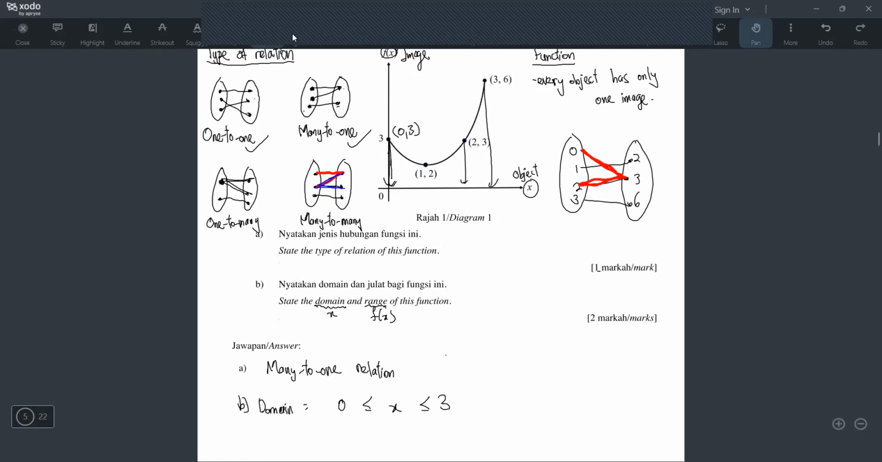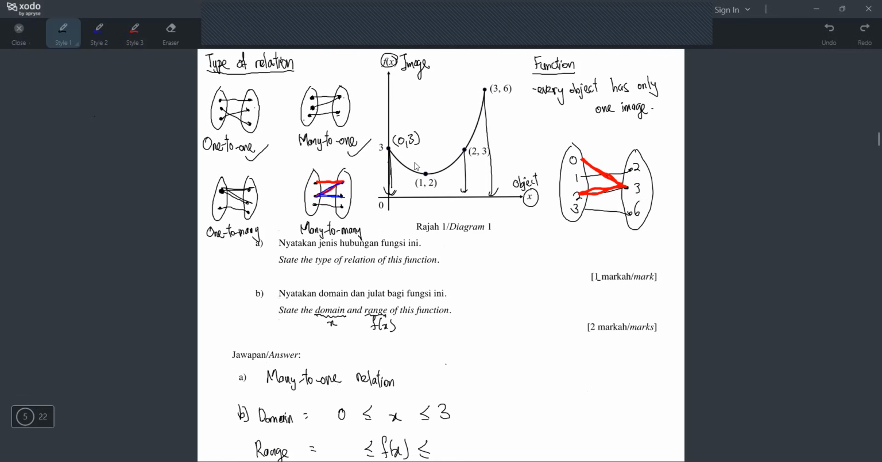And now for my range, we have to write for f(x), okay? We also use the in-between symbol, but this one is for f(x), meaning for the y-axis, for the image. So for the image, we will look at the lowest point and the highest point. So I repeat one more time, domain is leftmost to rightmost, but range is highest and lowest, right?